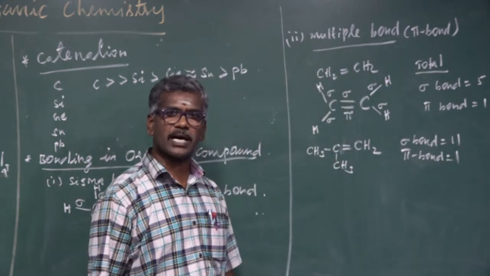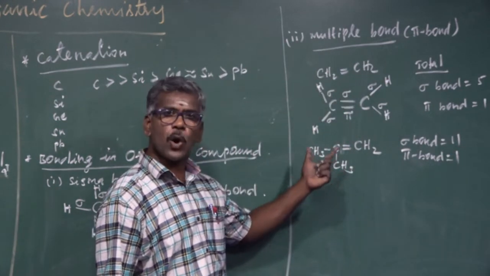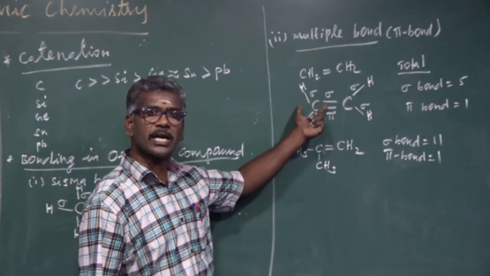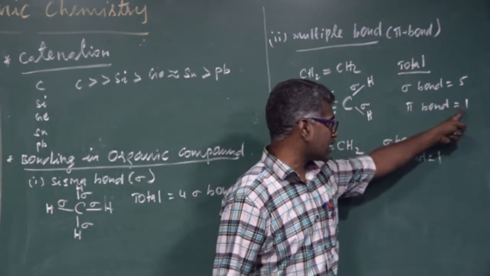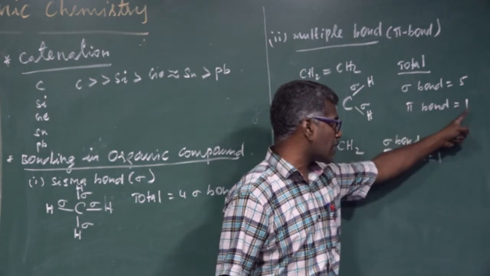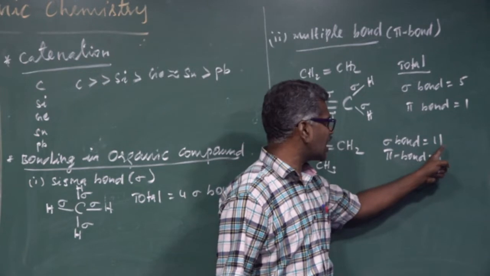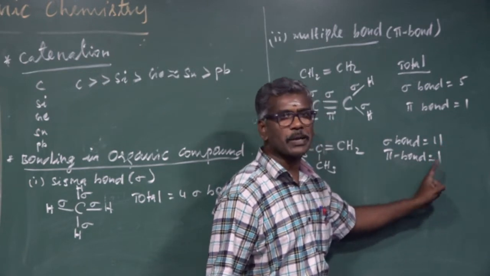One more question may be asked. In this compound, how many are sigma bonds and how many are pi bonds? Totally, how many bonds? 6 bonds. 5 are sigma bonds, 1 is a pi bond. Here totally 12 bonds: 11 are sigma bonds, 1 is a pi bond.